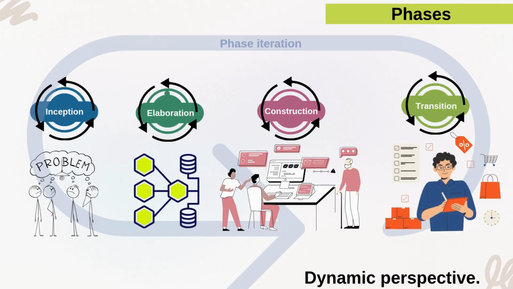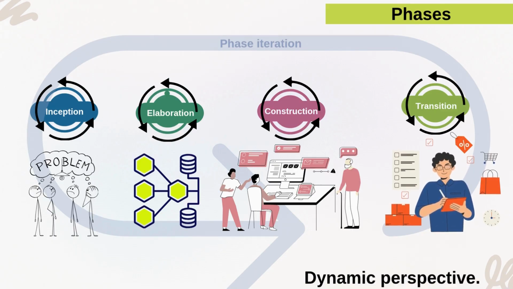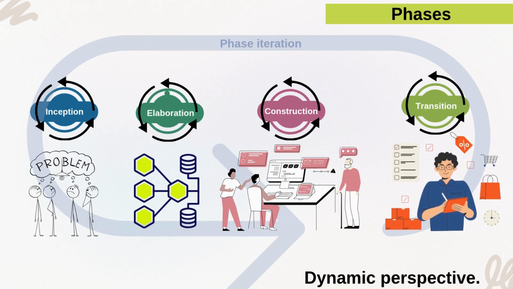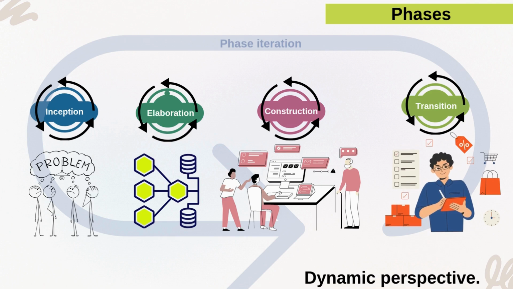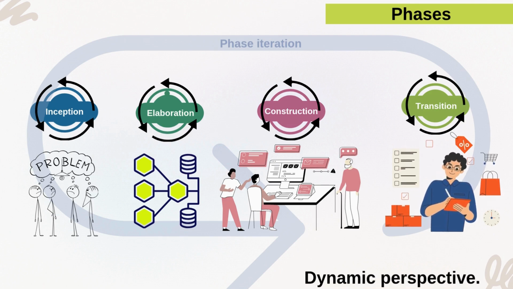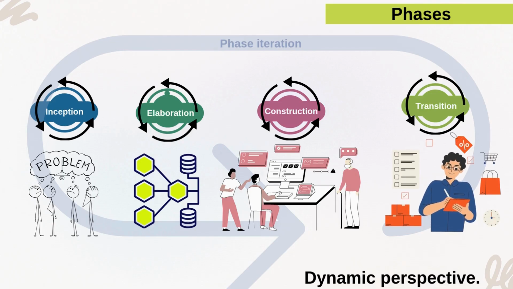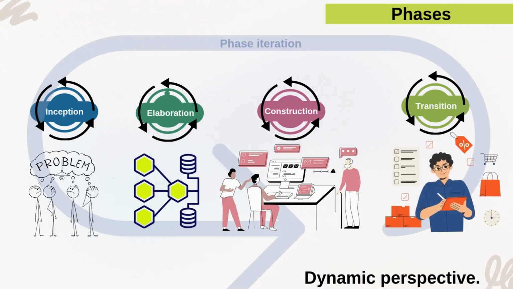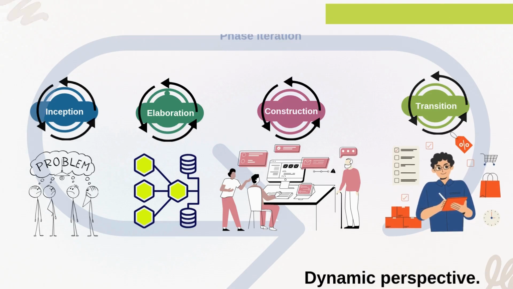The transition phase, the final phase of RUP, focuses on moving the system from the development environment to the real-world user environment. In this phase, the system is tested in real conditions. Each phase contains planned iterations ending with a clear milestone that validates the progress. These controlled iterations ensure risk reduction, early feedback, and adaptive planning throughout the life cycle.